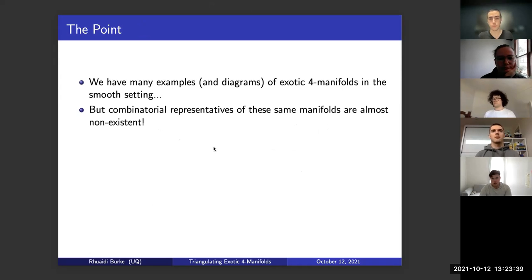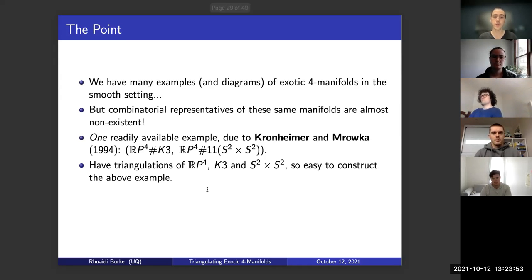So that means you need combinatorial representations of these objects. But up until now, we basically don't have any such representations or representatives of these objects. So there was, up until now, one readily available example due to Kornheimer and Rofka, again in the mid-90s. This is the exotic pair here.